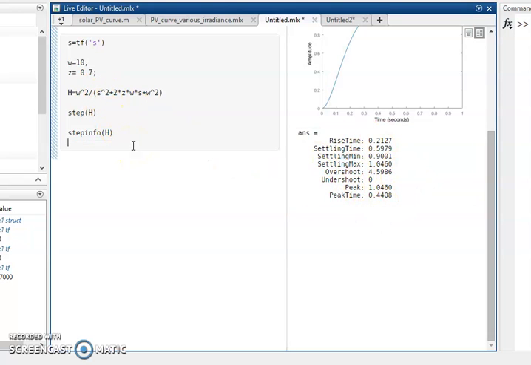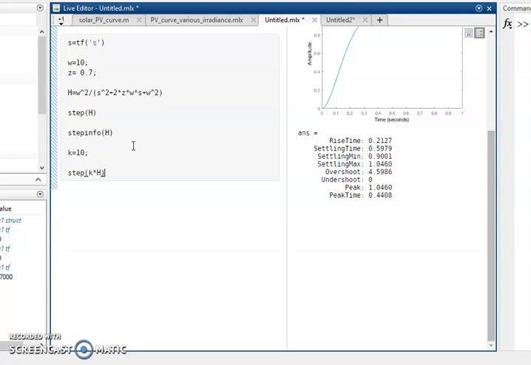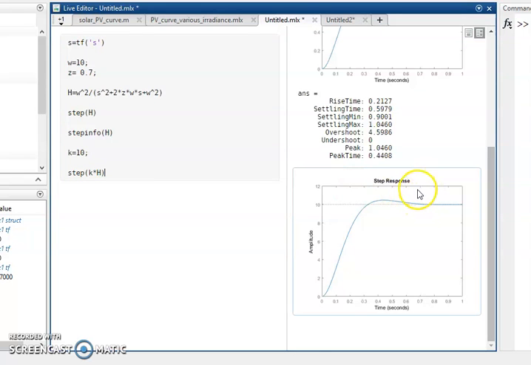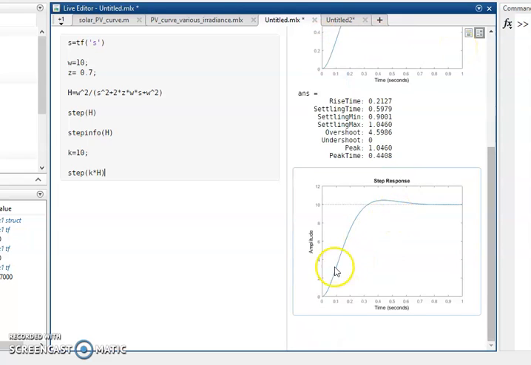Now I introduce one gain, whose value is 10, and then I plot the gain multiplied with the system H and see the changes. Earlier we saw that the steady state value of the response is 1, but here the steady state value is increased to 10 because the value of the gain is 10.